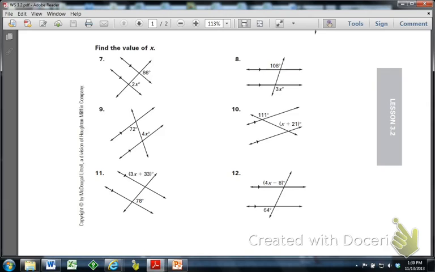The next section, where it says find the value of x, is pretty typical, so I'll pick one of these to do. How about number 9? Number 9 has the 72 degree angle and the 4x angle. Those are alternate interior angles. We have parallel lines cut by a transversal, so alternate interior angles are congruent. So 72 equals 4x. Divide both sides by 4, and x is equal to, let's see, 4 goes into 7 once with a remainder of 3, so x equals 18.